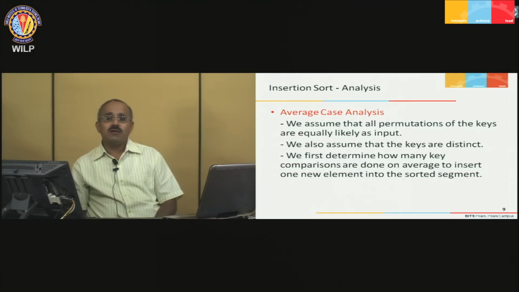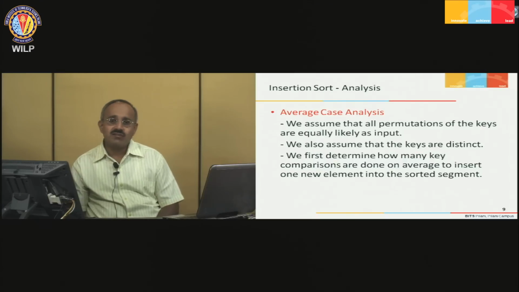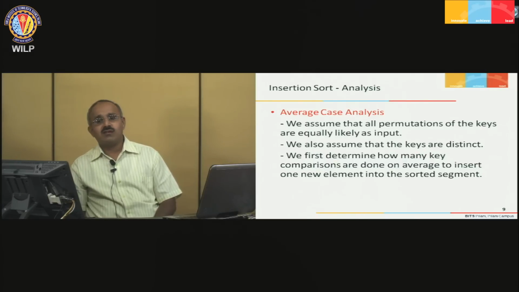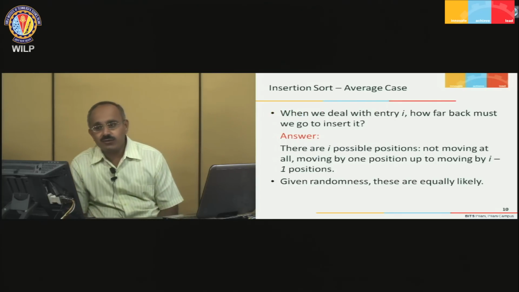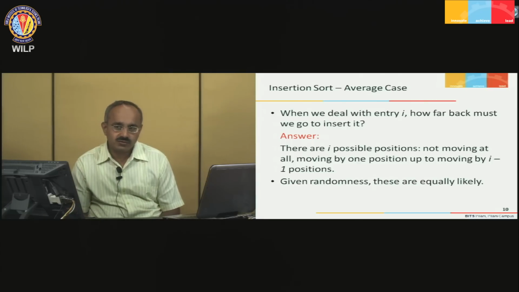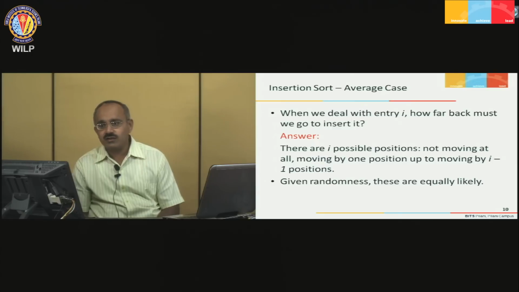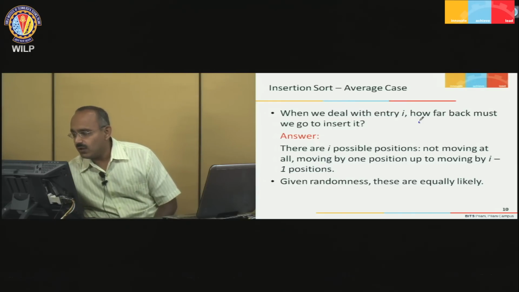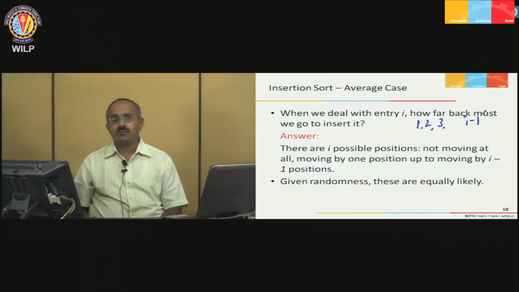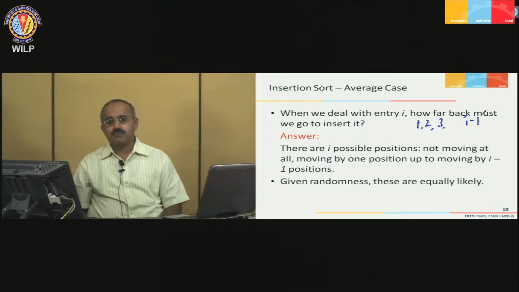So, what we will try to determine is the average number of comparisons that you need to do to insert an element into a sorted list. Let us look at the ith iteration, when we want to insert the ith element into a sorted list. We already have 1, 2, 3, so i minus 1 elements are already sorted. Now, you are trying to insert the ith element.